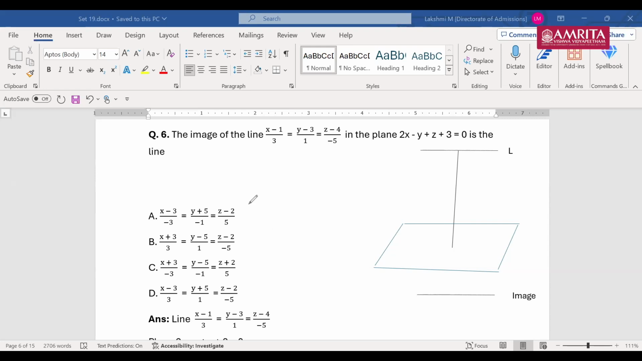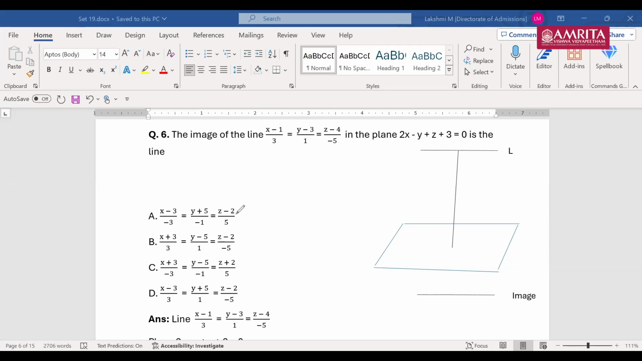This is the line. x minus 3 by minus 3 equal to y plus 5 by minus 1 equal to z minus 2 by 5, or is it x plus 3 by 3, y minus 5 by 1, z minus 2 by minus 5. The third option is x plus 3 by minus 3 equal to y minus 5 by minus 1 equal to z plus 2 by 5. Fourth option is x minus 3 by 3 equal to y plus 5 by 1 equal to z minus 2 by minus 5. Just check the options.